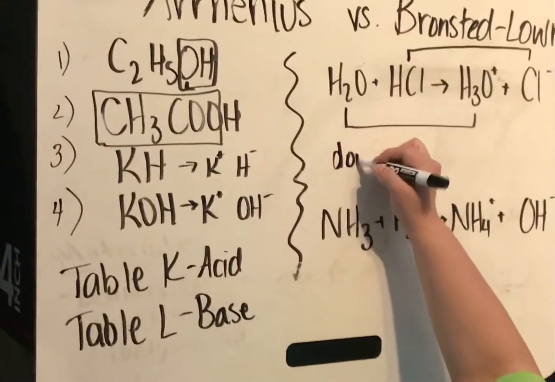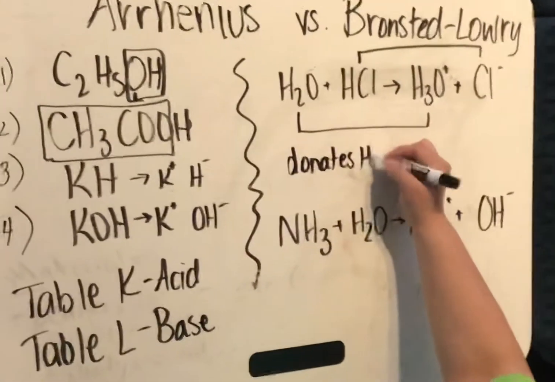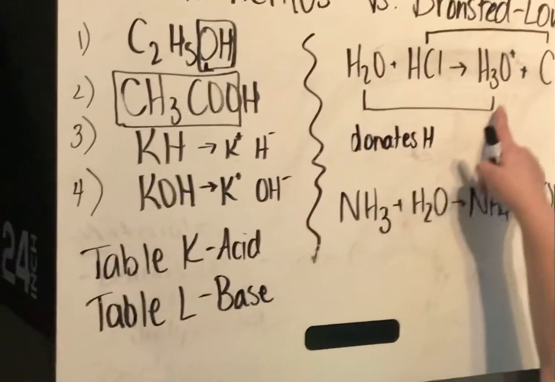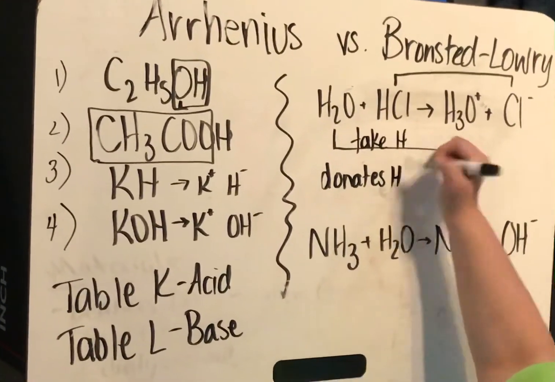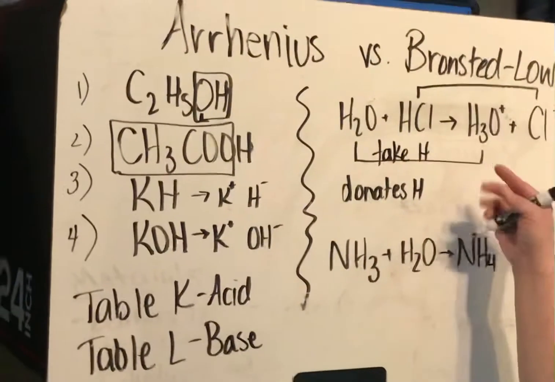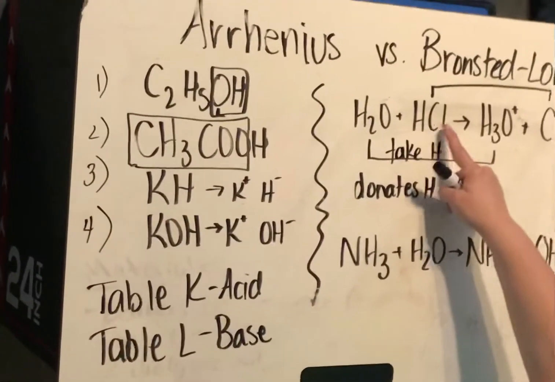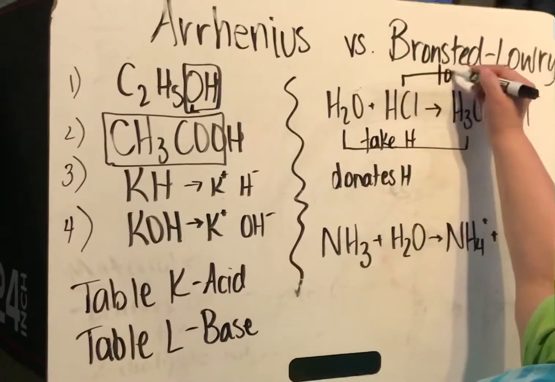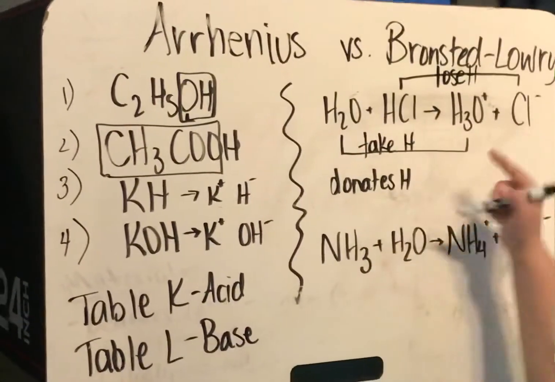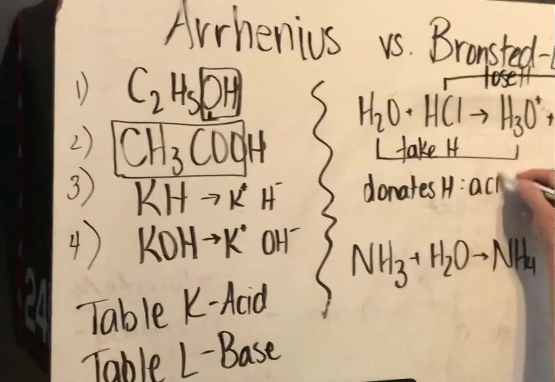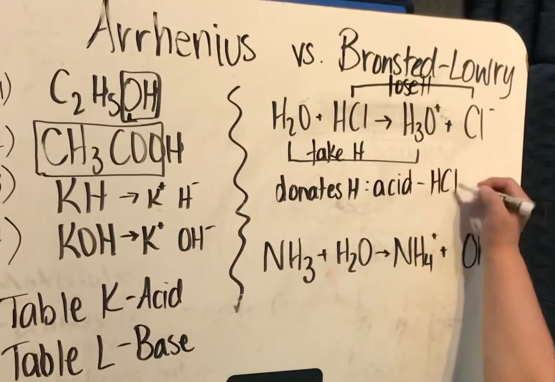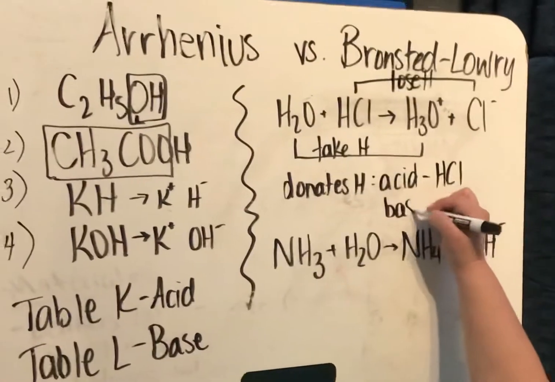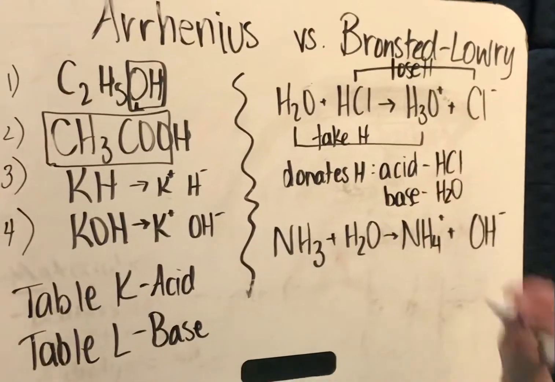A Bronsted-Lowry acid donates an H. So if you take a look, this water goes to H3O. That's not donating an H. He's taking an H. In order for him to get from water, H2O, to H3O, he has to take an H. HCl going to Cl, he loses an H. HCl becomes Cl. That means he's the acid, HCl. The base must be H2O because it's the one that takes the H.